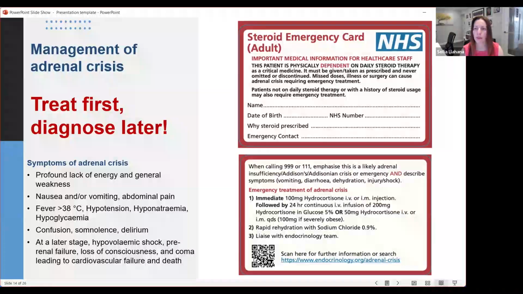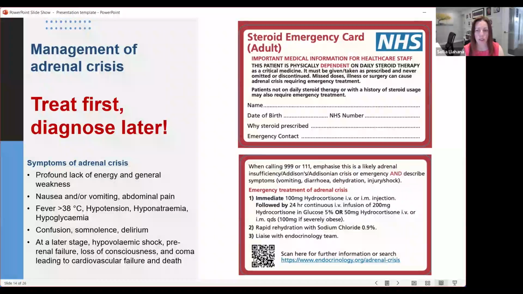Again, the only treatment for adrenal crisis is injection of hydrocortisone, or hydrocortisone infusion intravenously through the vein. This, I hope you all have access to, is the NHS steroid emergency card, which was developed by the Society for Endocrinology in collaboration with the Pituitary Foundation and the Addison's self-help group. It gives the clinician, or your family and friends, the information they need about what needs to be done during an adrenal crisis.